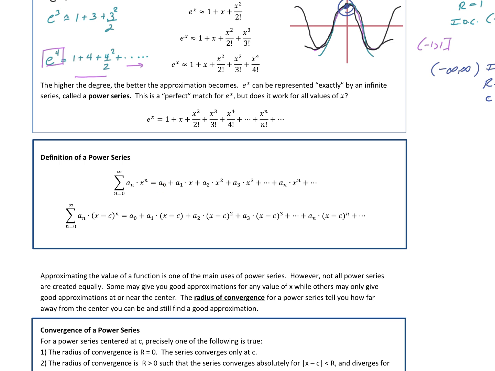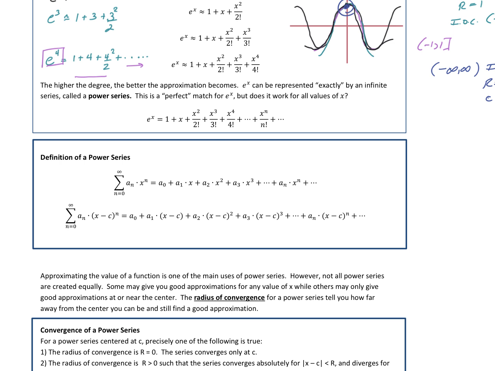If I plug in 1, I get x to the 1st power. I plug in 2, x squared, plug in 3, x cubed, and so forth and so on. Okay? This would be a power series centered at 0. This would be a power series centered at c.